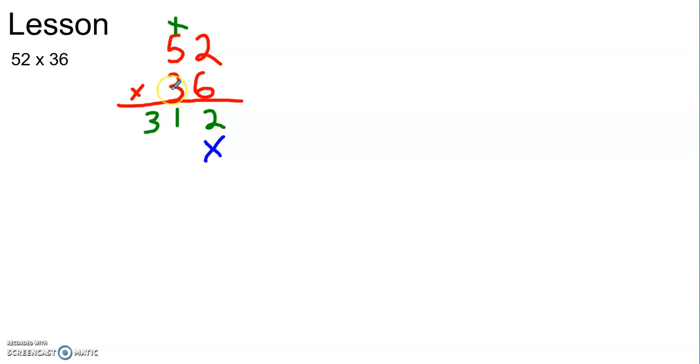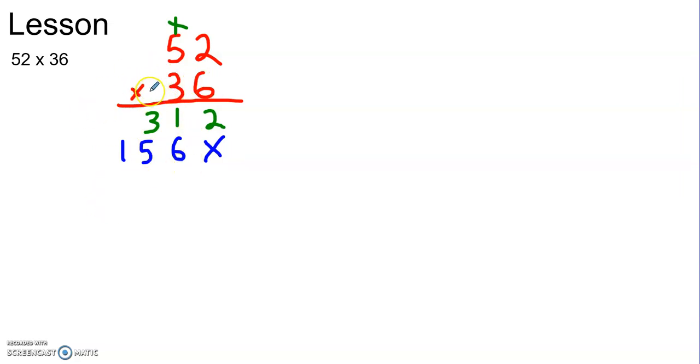Now I can easily do the 3 times 2. 3 times 2 gives me 6. So I write the 6 down. And then 3 times 5 is 15. But because there's no other number here, I could just write the number 15. Otherwise, I would have had to write the 5 and carry the 1. Now that I have that part done, I have nothing else to multiply. There is no number over here.